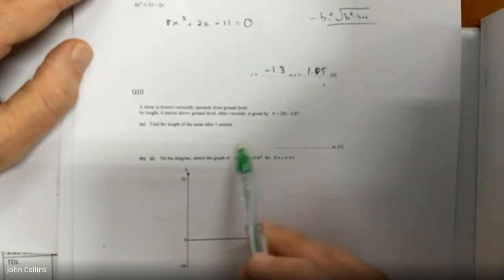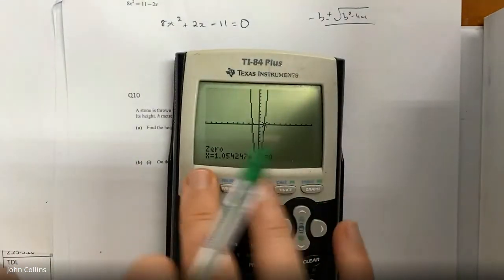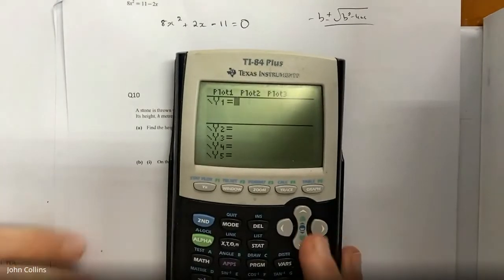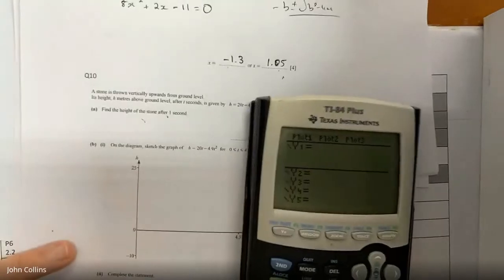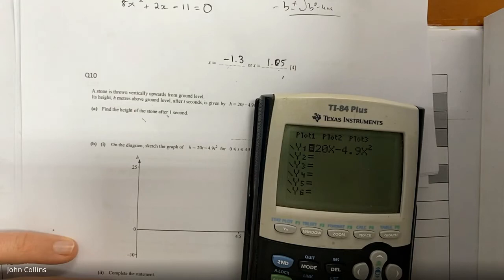All right, so question 10. A stone is thrown vertically upwards from ground level. Height of the stone. Okay, so if you got a question like this, you're going to need to sketch it on your calculator. So once again, go back to y equals, clear it. I hope you did these in Miss Whittian's class. 20x minus 4.9x squared. It won't have t on this calculator, so you just use x all the time.